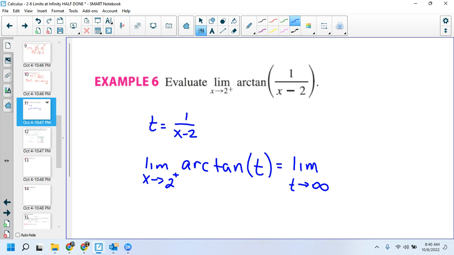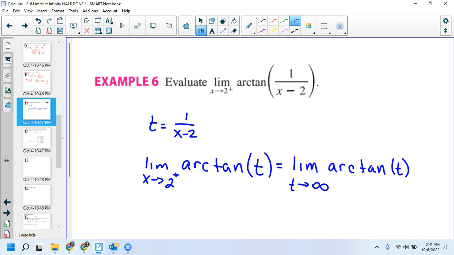Okay? So what you're doing here is evaluating, as x goes to 2, the innermost function. And we're saying we can replace that with t going to infinity of arc tan of t, because the limit as x goes to 2 of 1 over x minus 2 is going to be infinity. I can replace that below the limit. That's equivalent to saying the limit as t goes to infinity of arc tan t. Now, what is that?